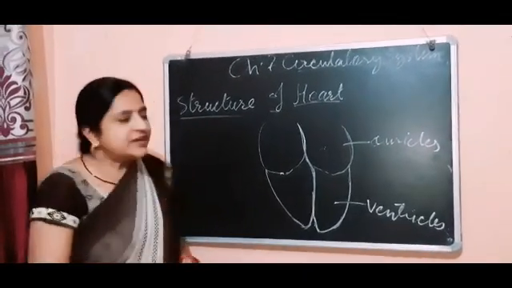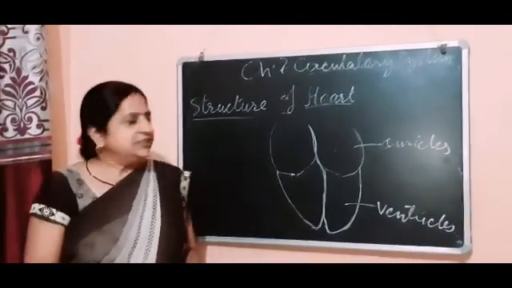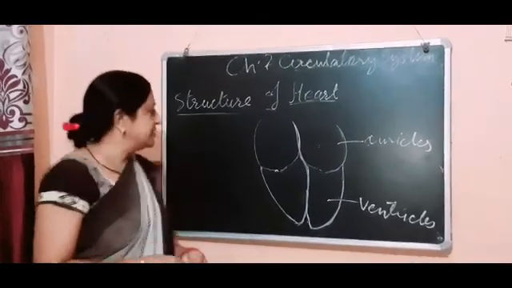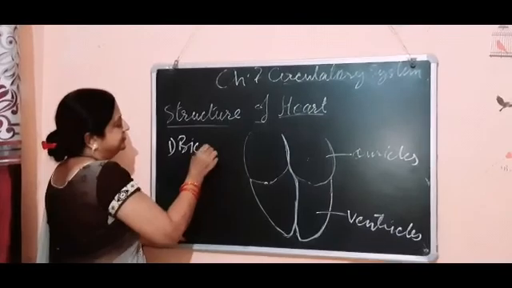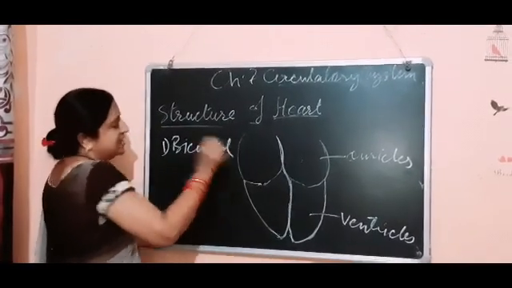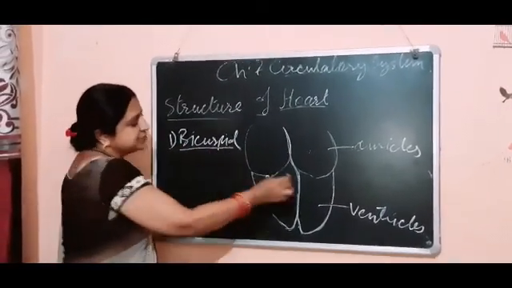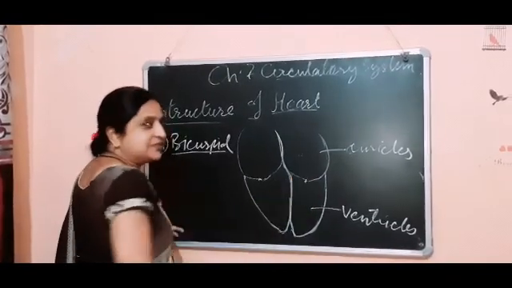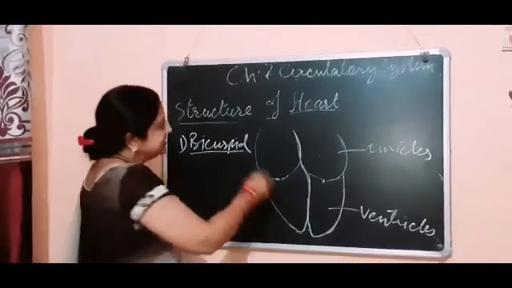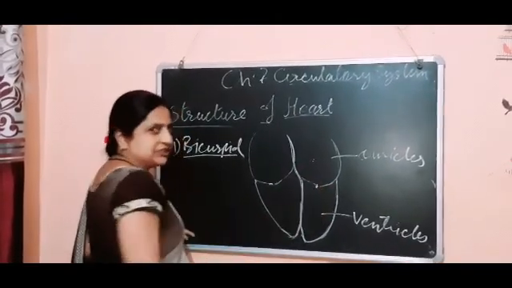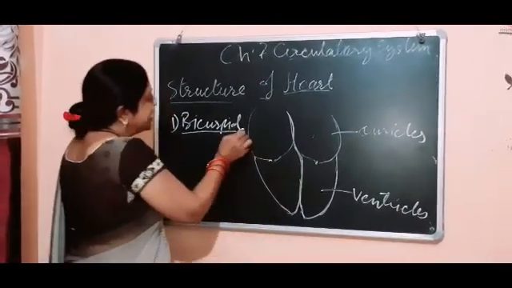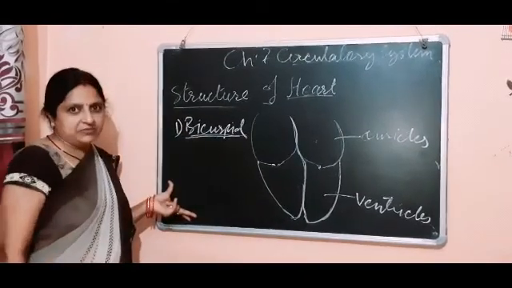Now there are some valves present in our heart. First is the bicuspid valve, and this bicuspid valve is present on the left side of our heart, that is, it is present on the left auricular ventricular aperture. This aperture is guarded by the bicuspid valve.